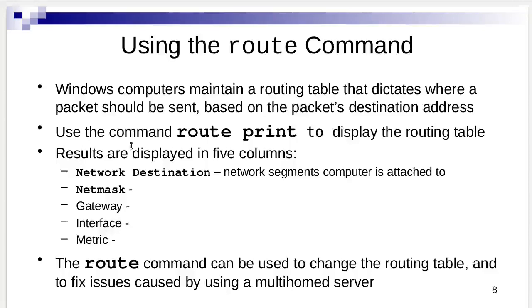So not only can you see the routing table by saying route space print, but you can also use the route command to change the routing tables and do things like fix issues caused by using a multi-homed server. You can have a server even act as a router, or you can fix issues even if you're not routing. You're going to have things coming in on 2 different network interface cards, and you might be misconfigured, and so you can use this route command to change the routing table and fix things.